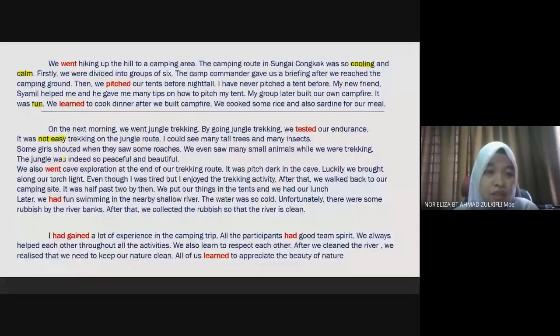Even some girls shouted when they saw some roaches. And then you have, I was tired. These are ideas that come from you. Even about cooking rice and also sardine for our meals is not in the notes. You have to come up with your own idea for you to write in the report. Now I've shown you this. This is just elaboration of the notes that we have already come up with earlier.